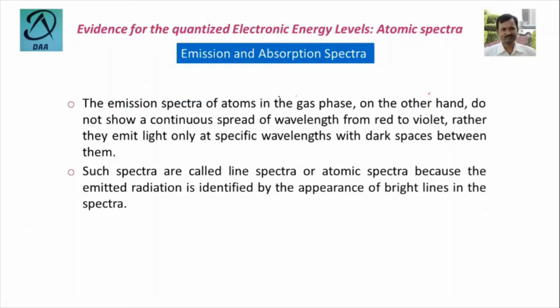The emission spectra of atoms in the gas phase, on the other hand, do not show a continuous spread of wavelengths from red to violet. Rather, they emit light only at specific wavelengths with dark spaces between them. Such spectra are called line spectra or atomic spectra because the emitted radiation is identified by the appearance of bright lines in the spectra. And this happens for hydrogen in the figure we have seen.